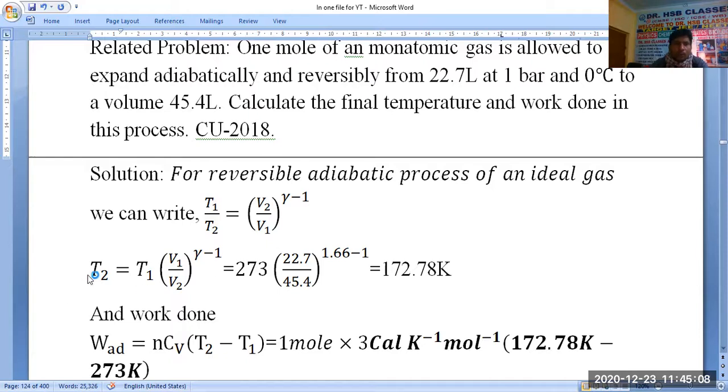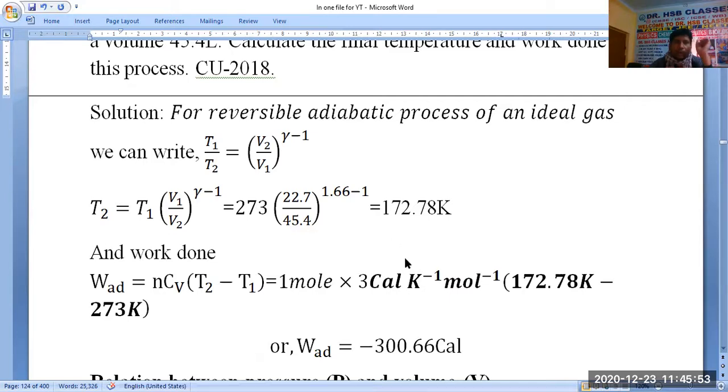Arranging this, T2 equal to T1 times V1 by V2 whole to the power gamma minus 1. T1 was 273, V1 was 22.7 and V2 was 45.4, and gamma for this gas is 1.66, so gamma minus 1 is 0.66. For a monatomic gas, gamma is a constant value. So T2 equals 172.78 Kelvin.